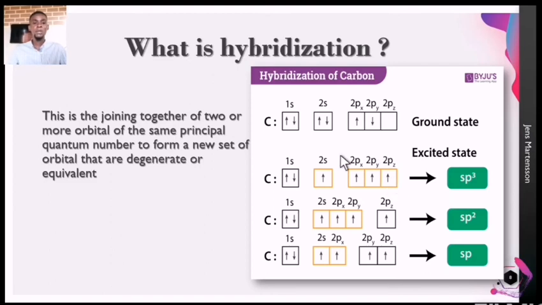That's the first aspect. We're told that the joining together of 2 or more orbitals of the same principal quantum number to form a new set of orbitals that are degenerate. Degenerate means of the same energy level. So now by doing so, these three energy levels become degenerate. Almost becomes equivalent. Now that is sp3 hybridization. We're going to look at that when we come to the homologous series. We're going to discuss each hybridization proper, and I'm going to refer you to this lesson.